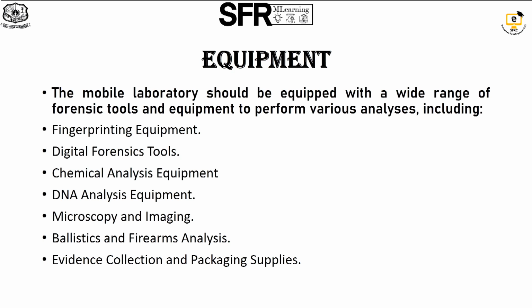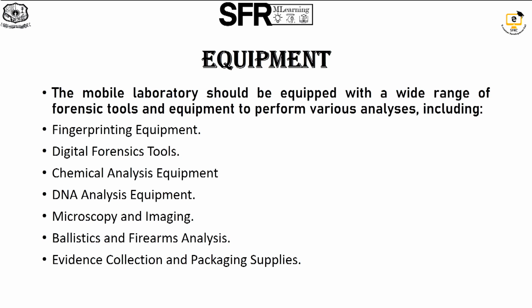This might include fingerprinting equipment. This fingerprinting equipment is used for capturing and analyzing the fingerprints that were identified at crime scenes. Then digital forensic tools: it should contain well equipped software and hardware tools, like computers and mobiles, for analyzing digital and electronic evidence collected at crime scenes. And chemical analysis equipment: it should also contain well equipped tools for analyzing drugs, explosives and other toxic materials identified at chemical crime scenes.